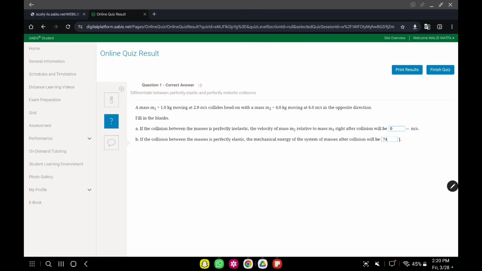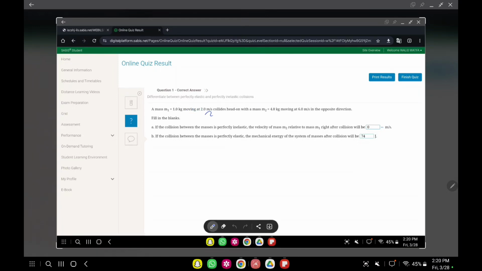Okay, anyway, here you have a mass m1 moving at 2 meters per second that collides head-on with mass m2, which is 4 kilogram, moving at 6 meters per second in the opposite direction. If you want to see how this looks, it's going like this, 2 meters per second, and it collides with one moving in the opposite direction at 6 meters per second, and it's 1 kilogram.